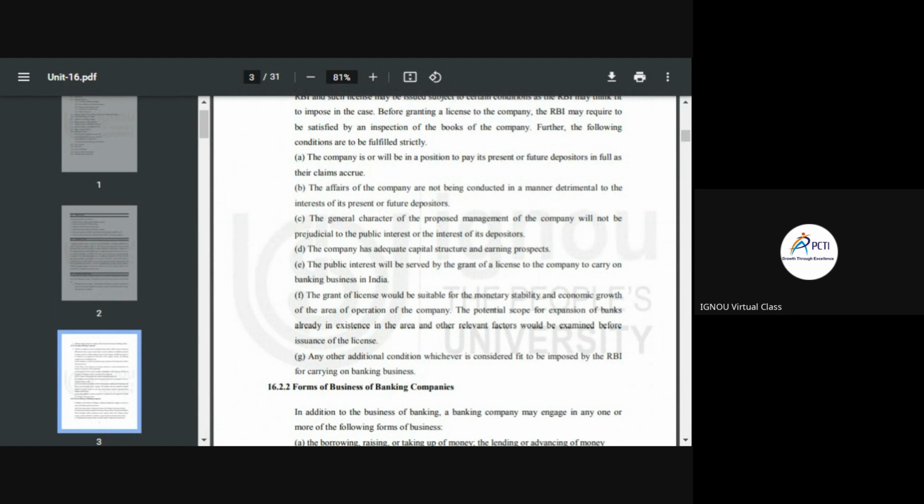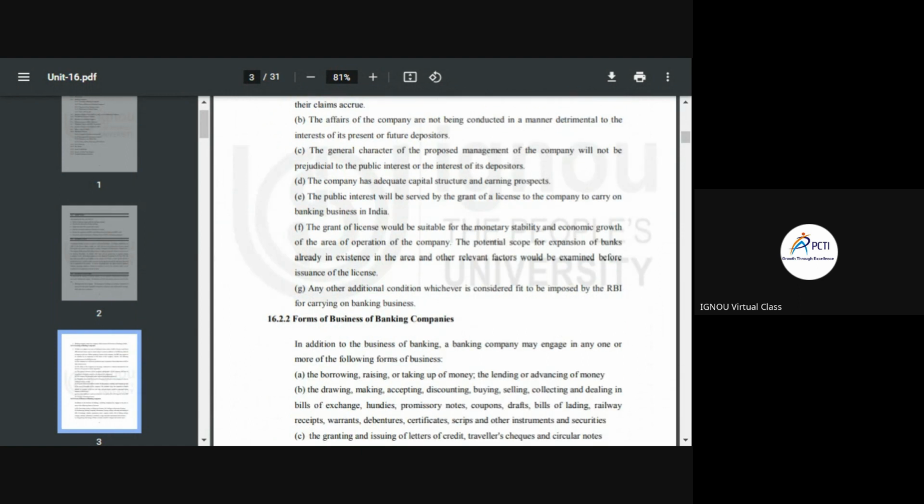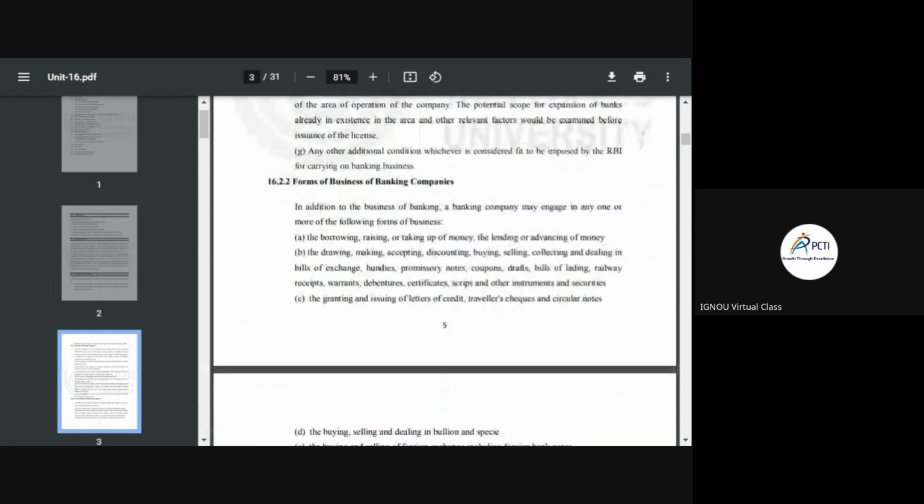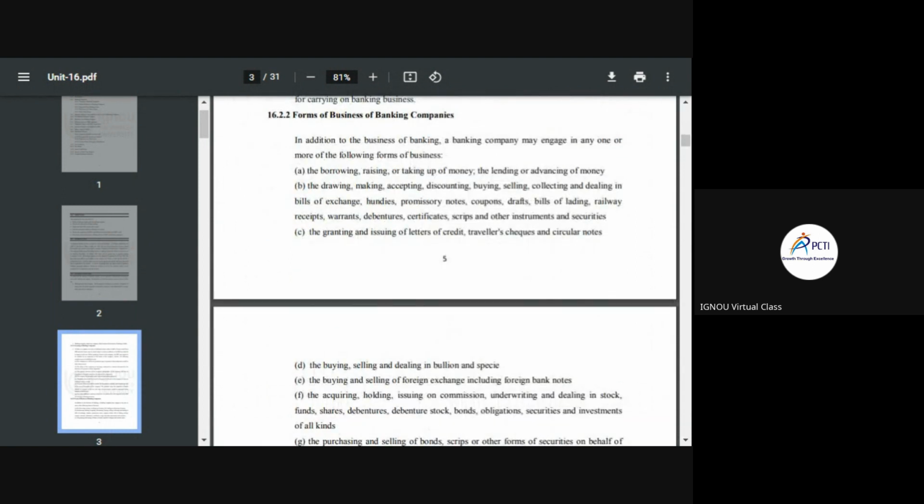The public interest will be served by the grant of a license to the company to carry on banking business in India. Then the grant of license would be suitable for the monetary stability and economic growth of the area of operation of the company, and the potential scope for expansion of banks already in existence in the area and other relevant factors would be examined before issuance of the license. And any other additional condition which is considered fit to be imposed by the RBI for carrying on banking business.